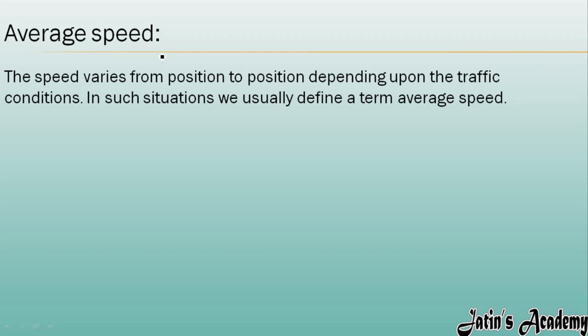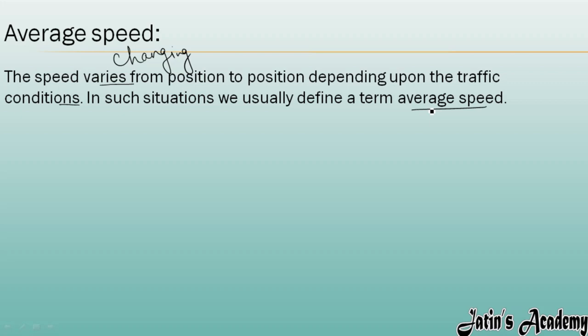So what do you mean by average speed? Whenever we are riding our Activa or are in our car, the speed is not the same, or we are not covering the same distance in the same time. Why? Due to some traffic conditions, we are not able to cover the same distance. So sometimes speed is going to vary. Varies means changing. Speed is going to change from position to position depending upon traffic conditions. So in this situation, we are not going to see the speed. We are going to see the average speed.